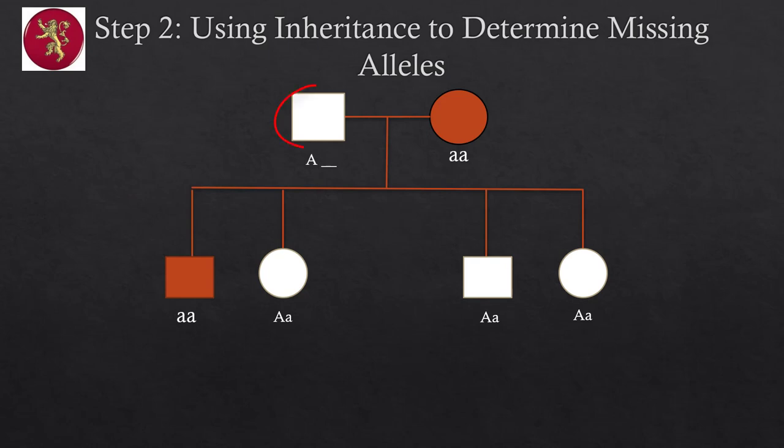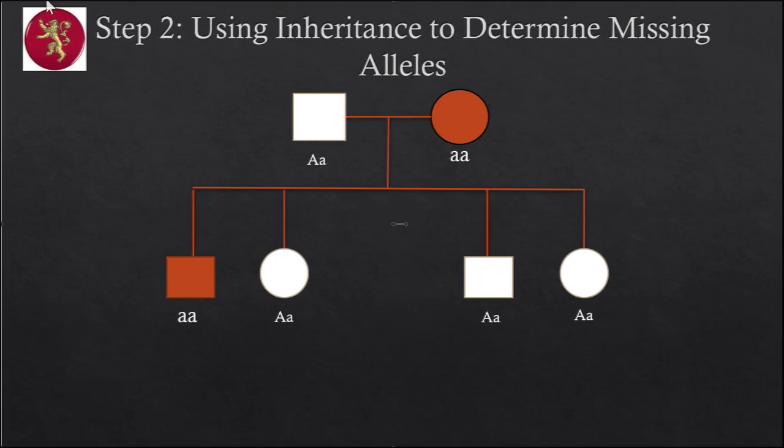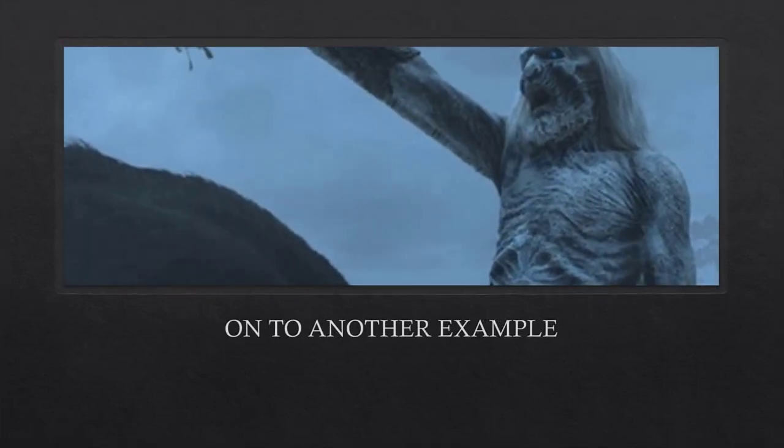We still haven't figured out what the father's genotype is, so we can look at his recessive son, and we know that one of those little a's had to come from mom, but then the other one had to be from dad, so we know that dad is also a heterozygote. So by using inheritance, if you notice, we have all 6 of the genotypes figured out, so we don't need to do a step 3 and use a Punnett square for this particular pedigree. Let's move on to a more complicated example.